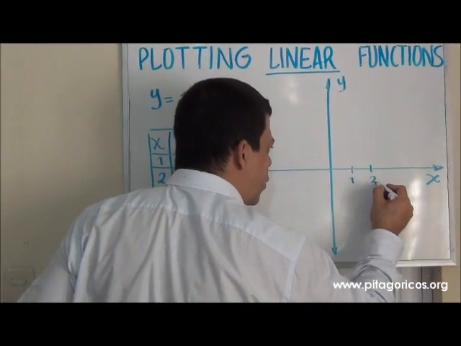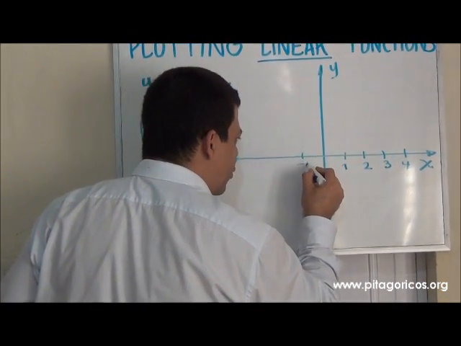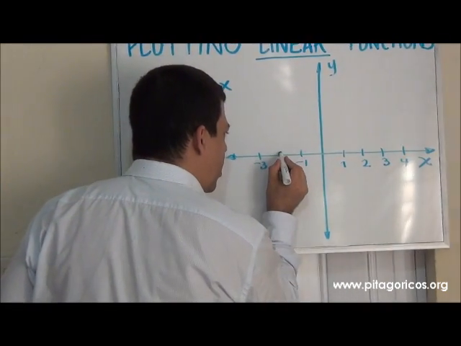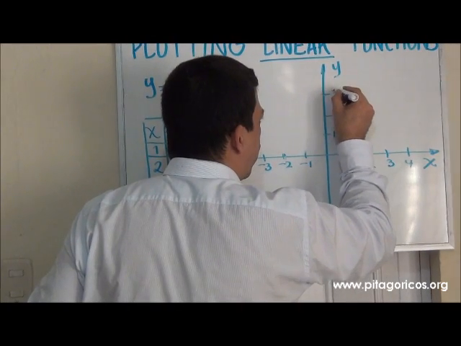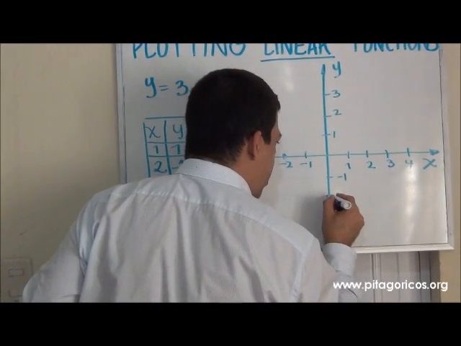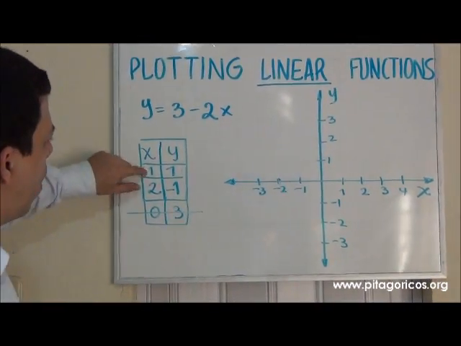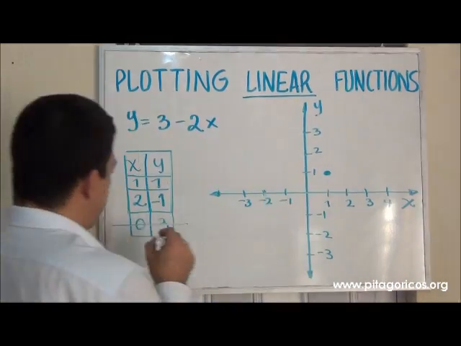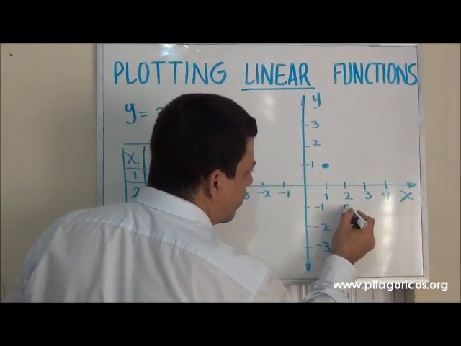1, 2, 3, 4, minus 1, minus 2, minus 3, and on the other axis 1, 2, 3, minus 1, minus 2, minus 3. And there we go. 1, comma 1. There we have it. It's very easy. 2, comma minus 1. It's here.